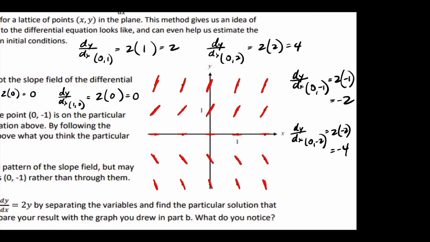Okay, that's the slope field. That's how you create a slope field. Now, what do we do with it? How do we read it? Well, a slope field is a direction field. It tells you what direction to go, right?